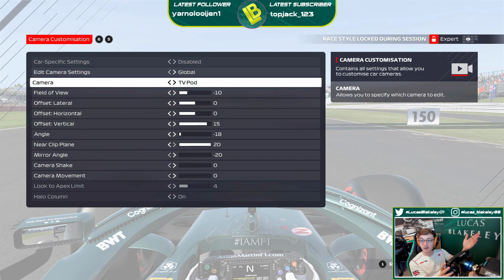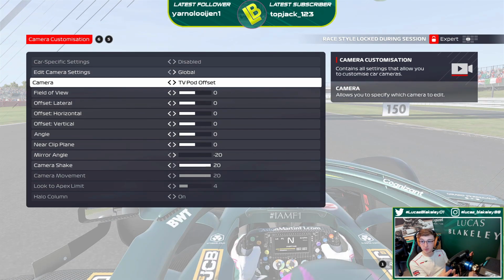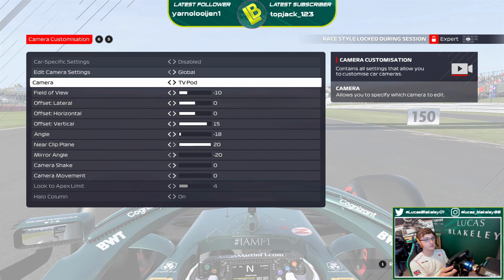But yeah, here we have TV pod. Now you also have TV pod offset. I know a lot of drivers like to use this as well. It just gives you a different angle or a different perspective, I guess. I have tried offset at times, you can have it a bit more angled. I don't know if there is a hide camera button, but yeah, we have TV pod. So that's what we have.